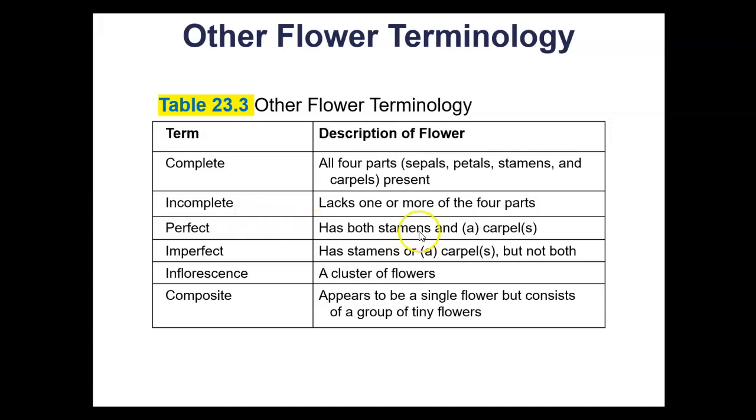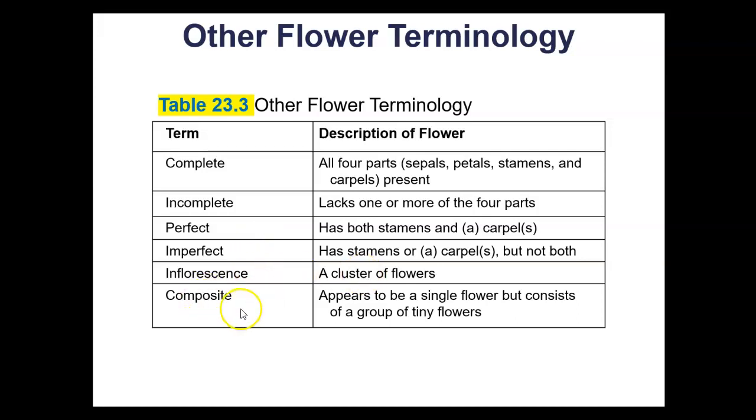It's perfect if it has both stamens and carpels, both male and female parts, and it's imperfect if it has stamens or carpels but not both. So if it's incomplete and that incompletion means that it doesn't have carpels, for example, we would call it incomplete and imperfect.